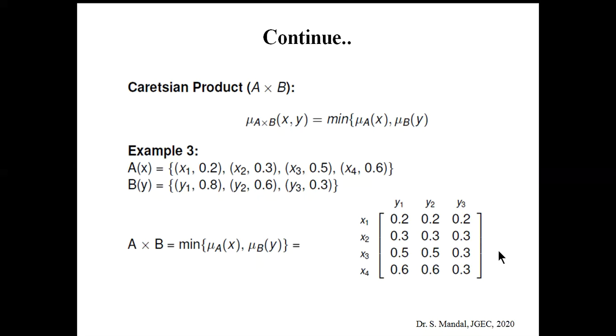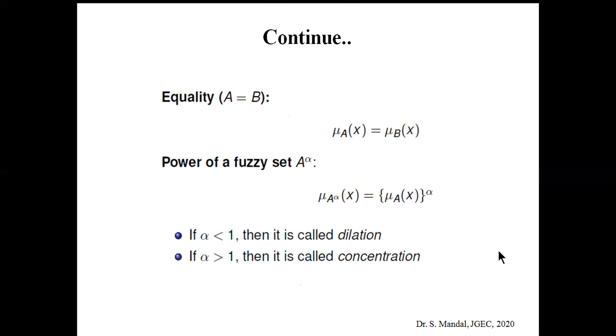Okay, now let's move on. Another part is equality. If for all values of x the membership values of two fuzzy sets A and B are the same, then we call them equal. Next, the power of a fuzzy set A to the power alpha, that means mu A alpha (x) equals mu A(x) to the power alpha. So that is the power of a fuzzy set. If alpha is greater than 1, it is called concentration, and if alpha is less than 1, it is called dilation.